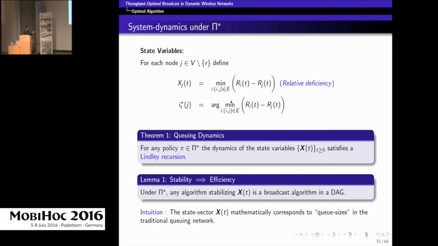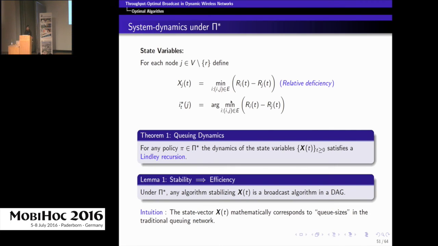In our second lemma, we show that this X(t) not only follows a linear recursion, it actually evolves like a Markov chain. And if there exists a policy of transmitting the packets, activating the links, in such a way that these state variables are stabilized, that is, positive recurrent, then that means it is a throughput-optimal broadcast algorithm in a directed acyclic graph. So the state vector X(t) mathematically corresponds to queue sizes in a traditional queuing network, although I again emphasize there is no queuing per se, as we are aware of in data networks.